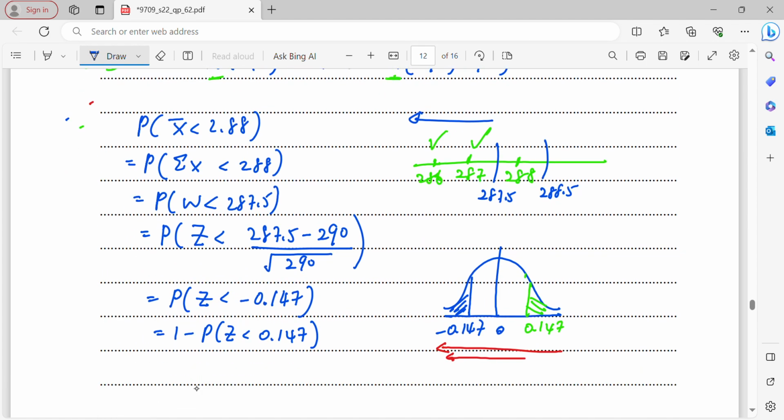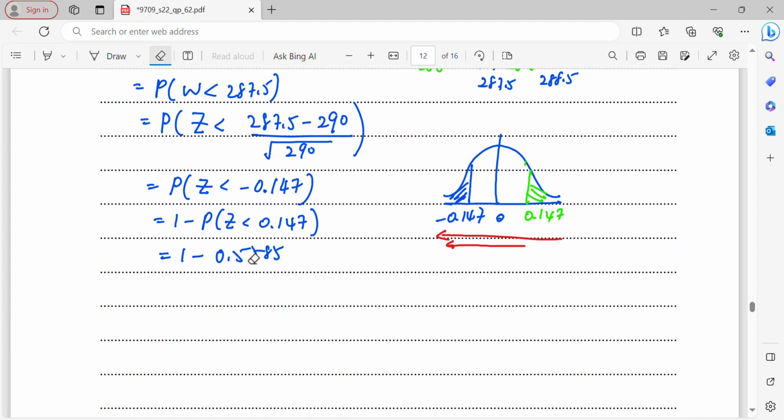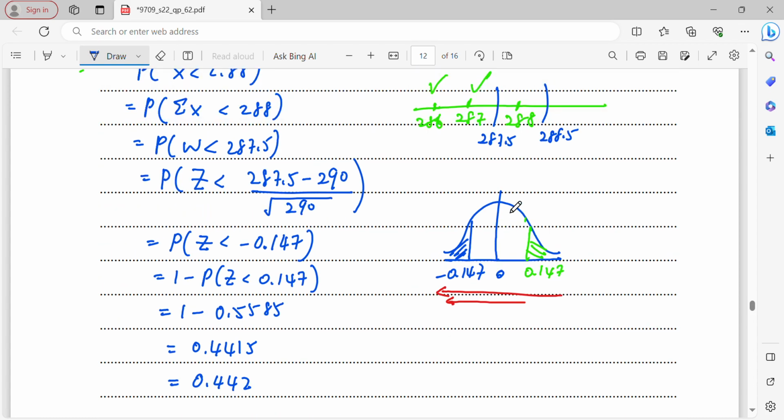Then from here, you will just read the probability from the table and it will be 0.5585. Now when you calculate this value, okay, the answer is going to be 0.4415. And now if you need to round up to 3 significant figures, it will be 0.442. So that's the probability for this question.